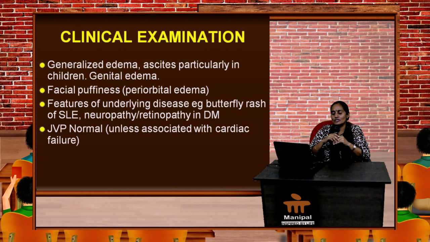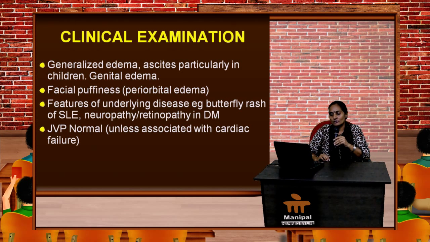Now, clinical examination wise, patients will have anasarca or generalized edema, ascites particularly in children, and in male children the scrotal edema, and in girls you should look for labial edema. Facial puffiness will be classical, early morning facial puffiness and periorbital swelling, and always look for the underlying disorder which has produced nephrotic syndrome and their classical features. Example, malar rash in SLE, neuropathy, retinopathy and other telltale evidence of diabetic target organ damage. JVP will always be normal in nephrotic syndrome unless there is a cardiac cause or associated cardiac failure which has contributed to the edema.